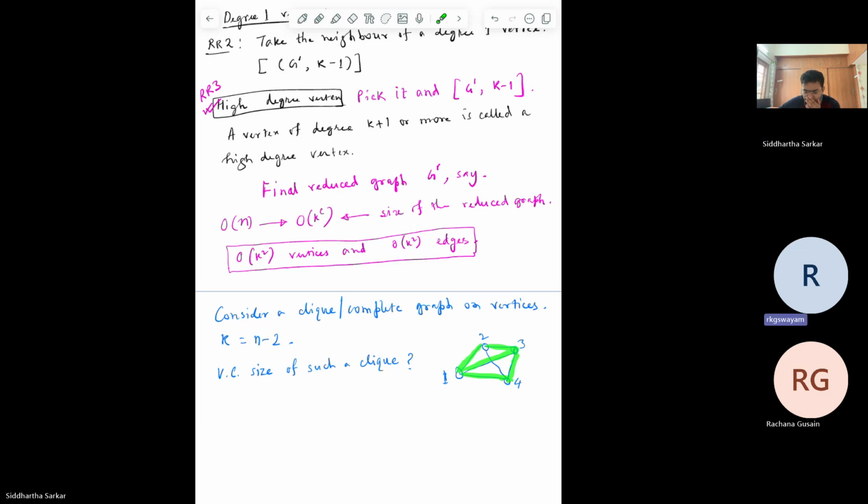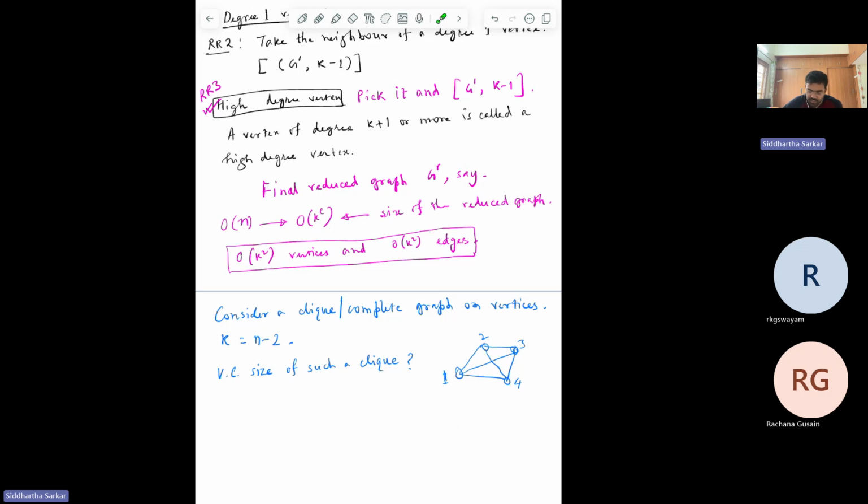But still one edge is remaining, and what is that? The edge 2-4 would be remaining. So I'll have to include one more. Correct. If you do not include 3 vertices, then 2 vertices will be left. These 2 vertices also have an edge between them. That edge will remain uncovered.